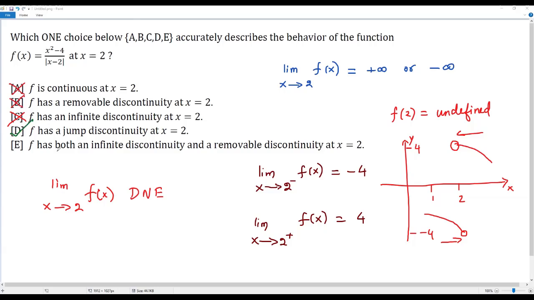And what about option E? Option E says f has both an infinite discontinuity and removable discontinuity at x equals 2. That's not true, because f does not have removable discontinuity, and also f does not have infinite discontinuity. That we have discussed in options B and C. So option E is also incorrect. The correct answer choice for this question is option D.